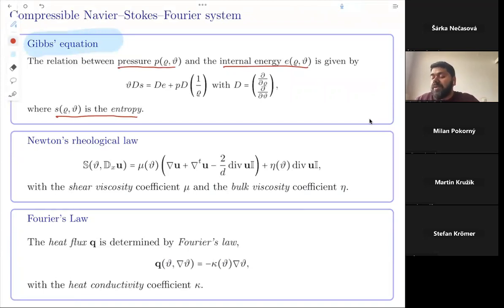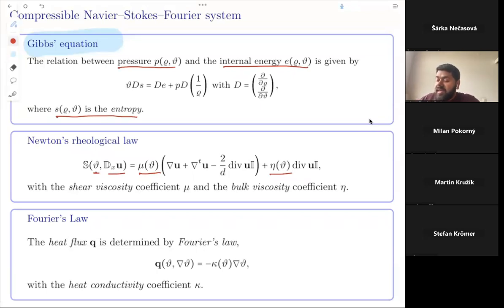And I told you I will consider the viscous stress tensor. In this case, my viscous stress tensor depends on the absolute temperature and the symmetric gradient of the velocity. You see that the first part is basically the stressless part. The next part is the divergence part, and mu is the shear viscosity coefficient, and eta is the bulk viscosity coefficient. One can consider a very general form of these coefficients, but for the time being, I only consider them as functions of the absolute temperature.